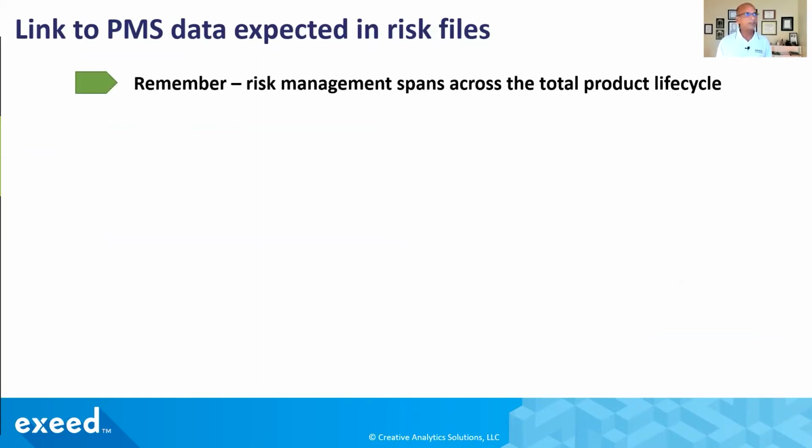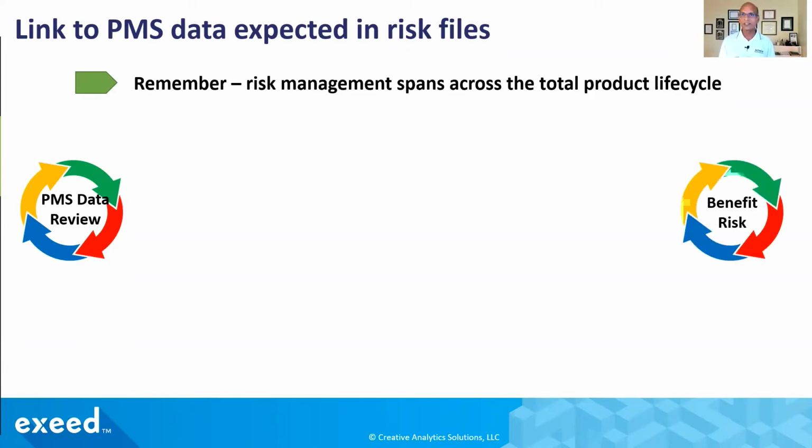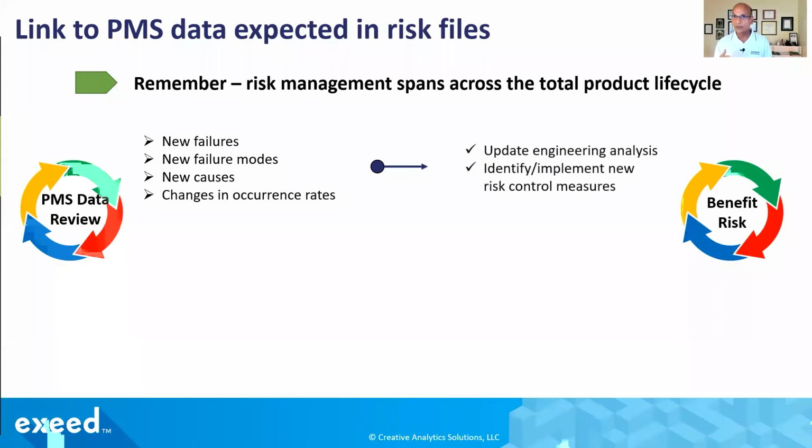Remember, risk management spans across the total product life cycle, right? So what's the purpose? PMS data review has to be continuous, right? Continuous. That's what is expected. But what's the end goal? The end goal is benefit risk. That's the overarching goal of our process because we need to continually establish or make sure our benefit risk is favorable throughout its product life cycle. That's a full story.